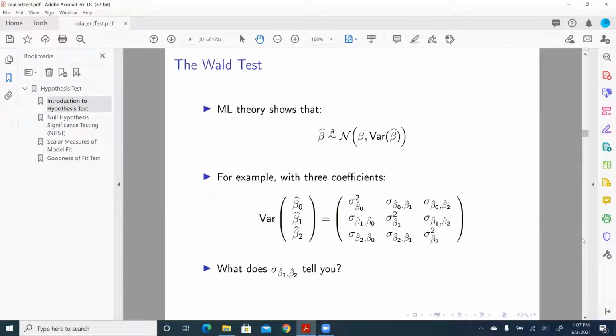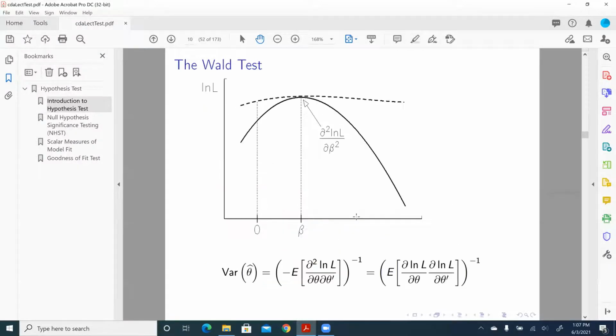And here, just a quick question for you to think about. I'm not going to give you an answer. So what does sigma beta 1 hat, beta 2 hat tell you? Okay, so what does a Wald test do, and how is the calculation carried out?